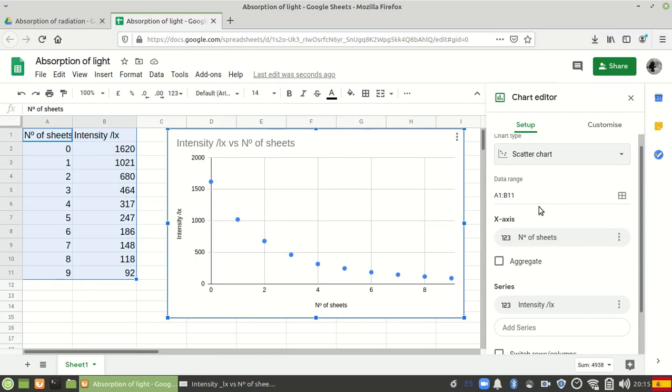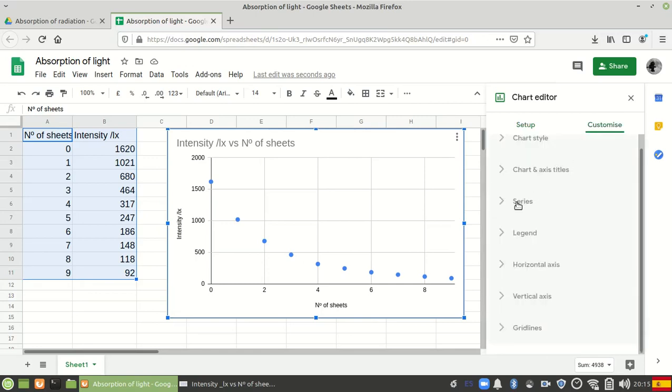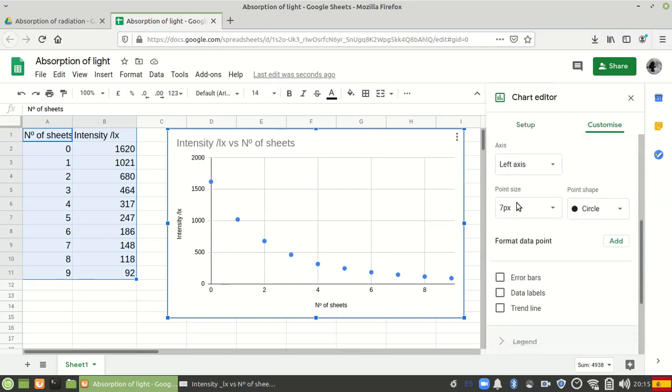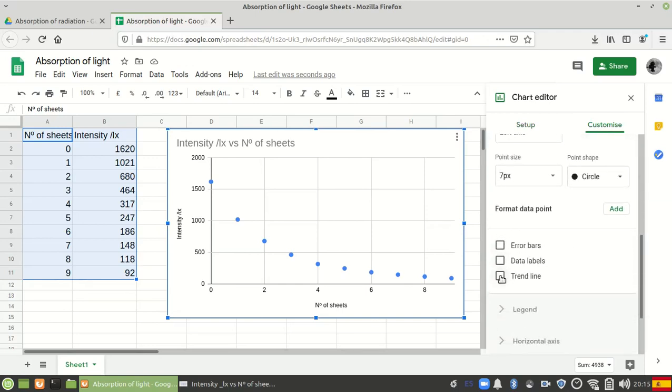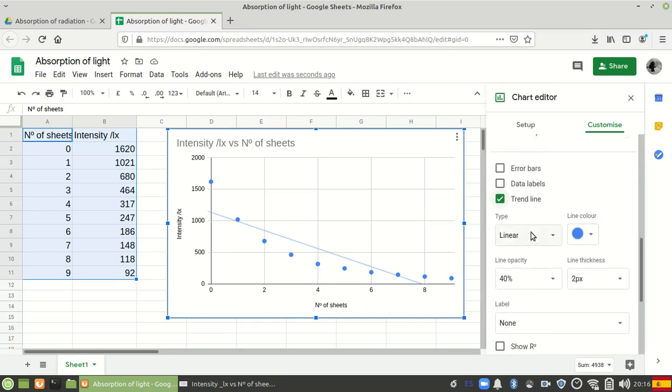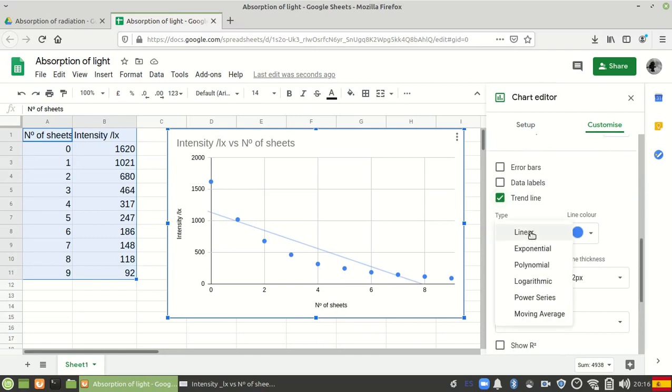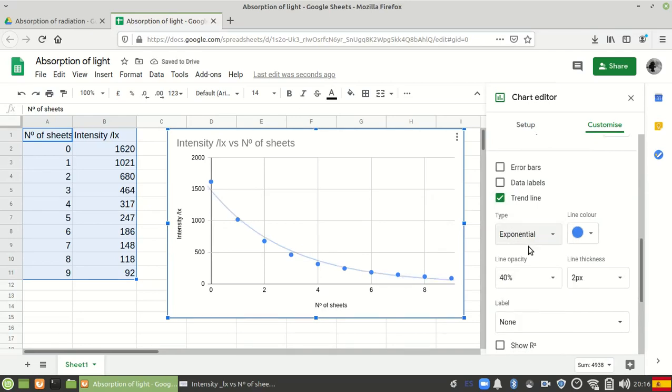Now I'm going to get it to draw a line by going here to Customize and then to Series and scrolling down to put Trend Line. So it will draw the best fit line it can. Now you'll see at first it tries to draw a straight line, which is obviously not right, so we want it to draw the best fit curve. This relationship is called an exponential relationship, so I'm going to ask it to draw an exponential graph for me. And there you can see we get a much better fit.